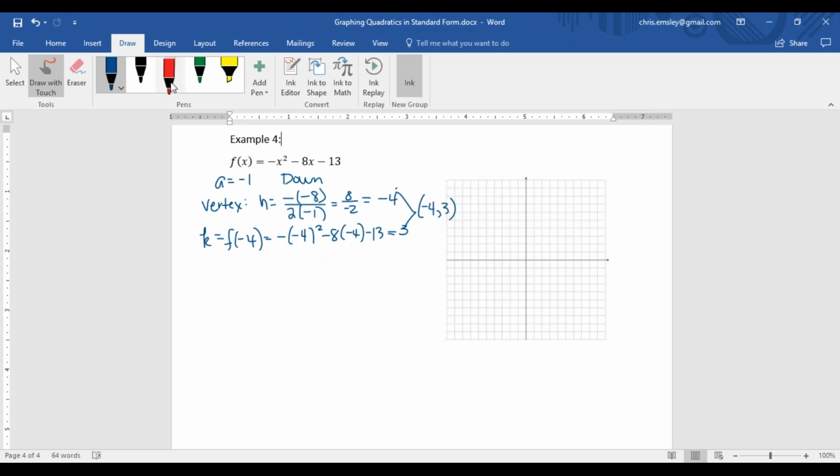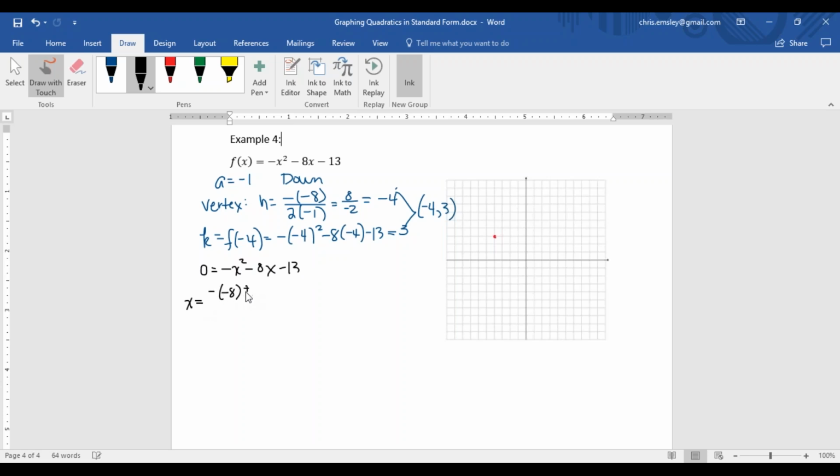And it opens down, so let's see if that tells us anything about our intercepts. The vertex is at (-4, 3) and it opens downward. So yes, we should get a couple of x-intercepts. We should get 2 of them if our parabola is going to open downward. So let's work on that calculation next. 0 equals -x² minus 8x minus 13. Can't be factored, so again we use the quadratic formula.